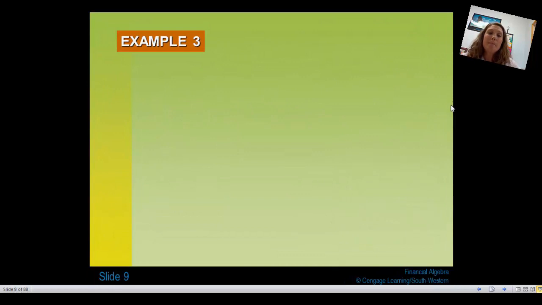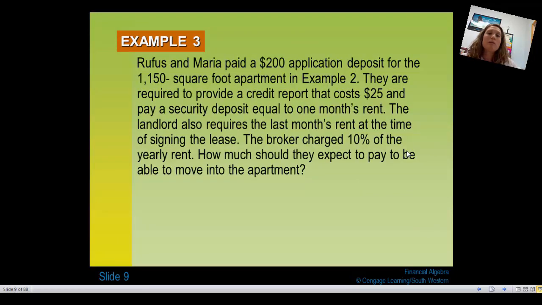Example 3. In this one, Rufus and Maria paid a $200 application deposit for the 1,150 square foot apartment in example 2. They are required to provide a credit report that costs $25 and pay a security deposit equal to 1 month's rent. The landlord also requires last month's rent at the time of signing the lease. The broker charged 10% of the yearly rent. How much should they expect to pay to be able to move into the apartment?